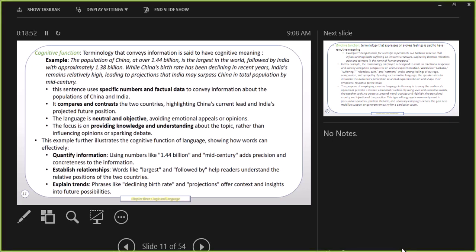So the cognitive functions are characterized by transferring the actual information without taking sides, without trying to steer the emotion of others, or without trying to express one's emotions, right? Cognitive functions are important to convey and transfer the actual information. They provide knowledge and understanding. They are neutral and objective. They compare and contrast, and they're mainly concerned with specific numbers and factual data, right? They quantify information, establish relationships, and explain trends.